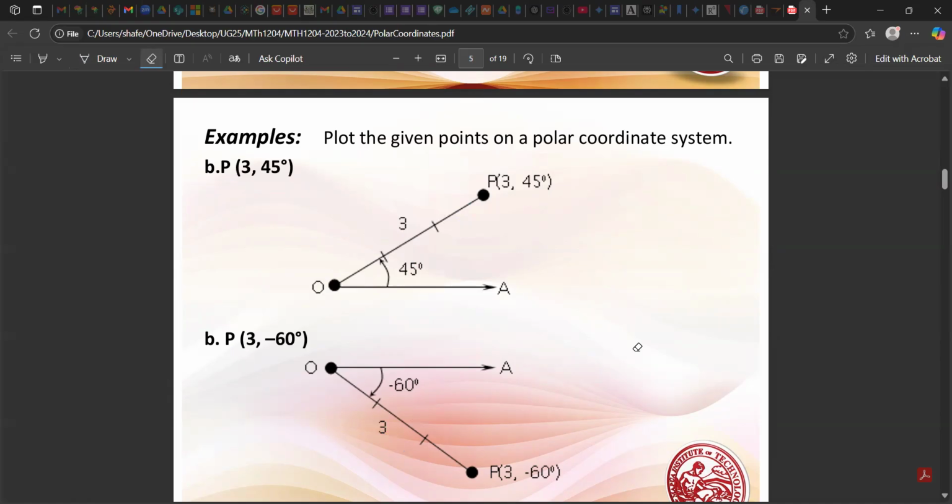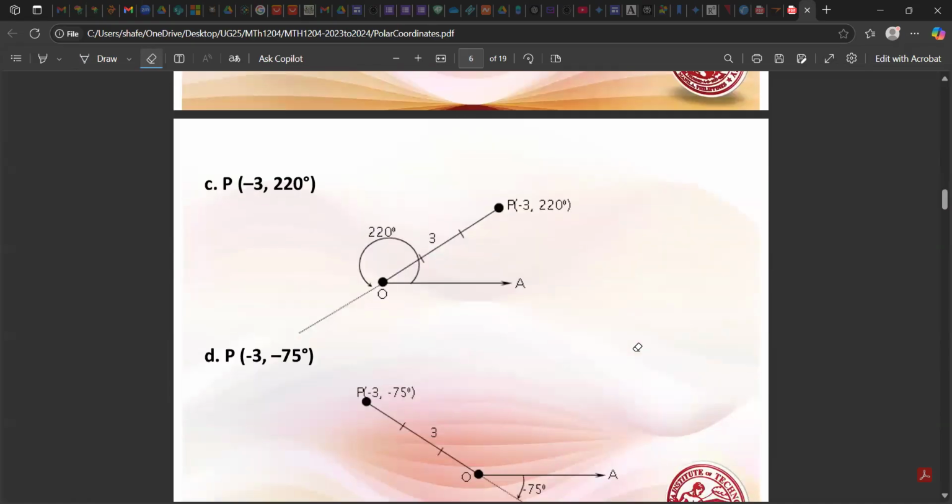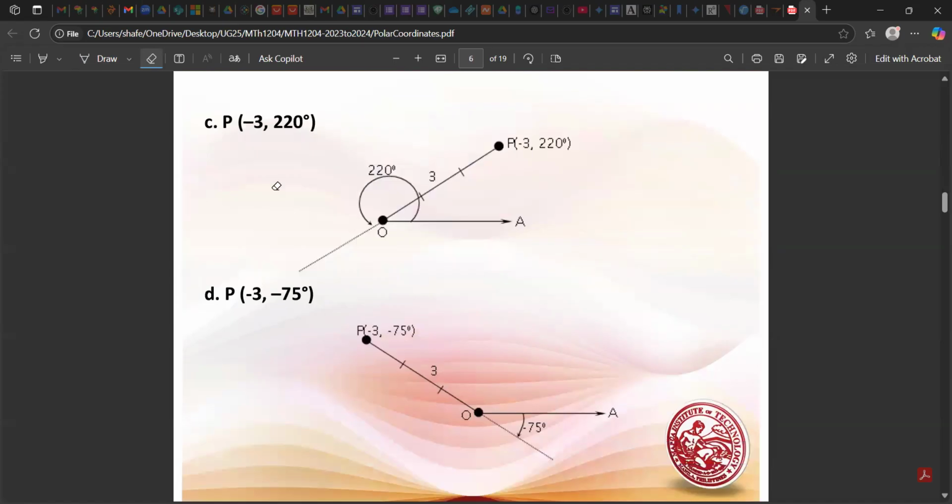But let's go to something that will look a little odd to you now. Look here now. You want the point (-3, 220°), right? So, as we said, minus 3 now, we're measuring. So this is 220 degrees. You measure 220 degrees, and you measure a line segment that is 3. All right, let me try it.